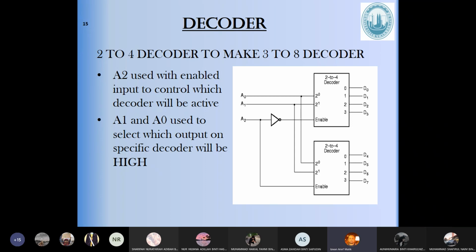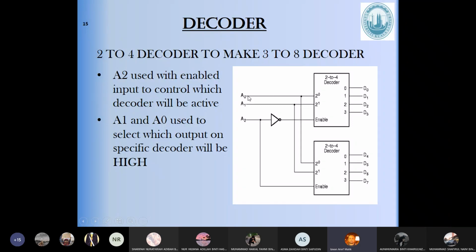Just make sure that you are using the 2 to 4 decoder which comes with enable. Okay, kalau you pakai 2 to 4 decoder biasa, you tak boleh jadikan dia 3 to 8 decoder. You kena pakai 2 to 4 yang ada enable. Okay, so this is how you make the arrangement. This is a 2 to 4 decoder with enable. This one as well, 2 to 4 decoder with enable.